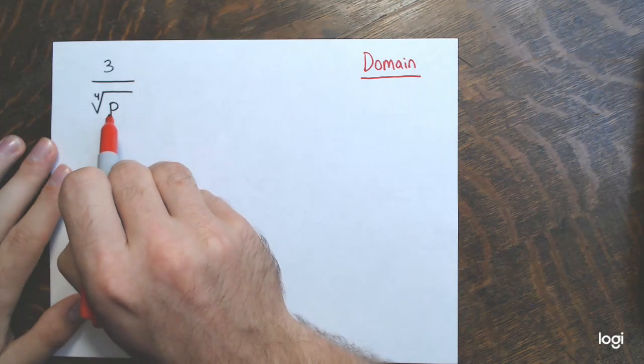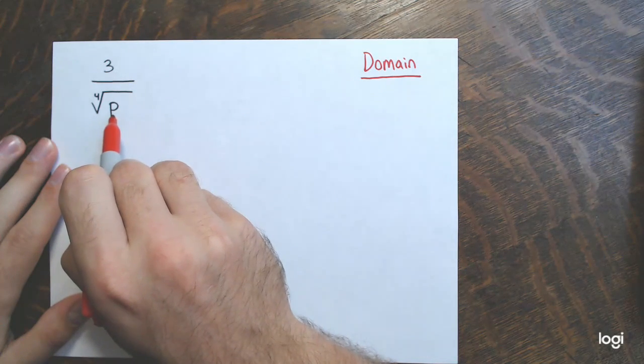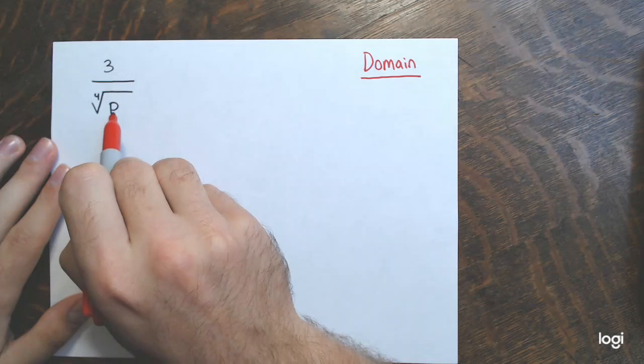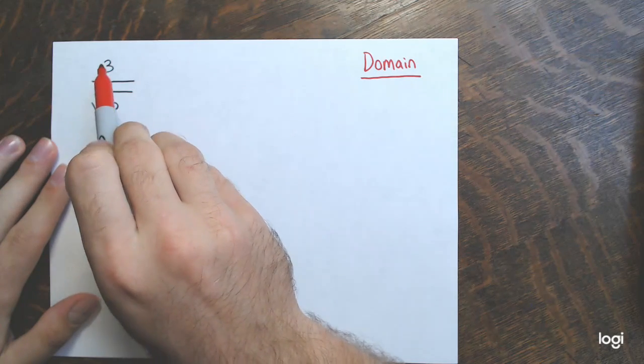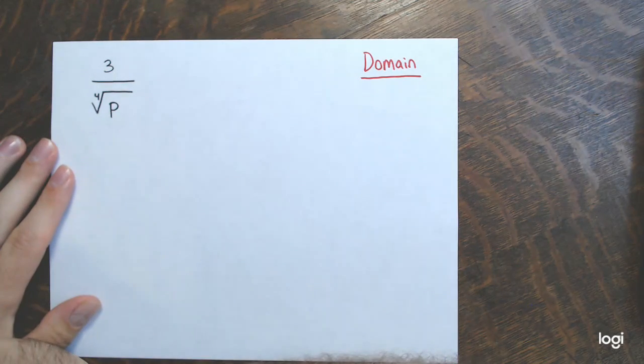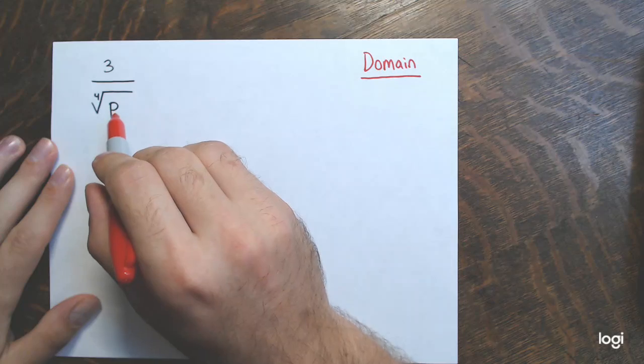Well, hopefully it's obvious that p can't be 0, right? Because if p were 0, you'd be dividing by 0. You'd have 3 divided by 0. The fourth root of 0 is 0. Any root of 0 is 0. So p can't be 0.